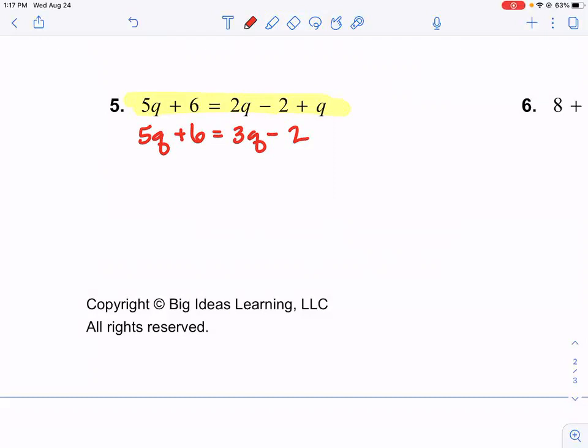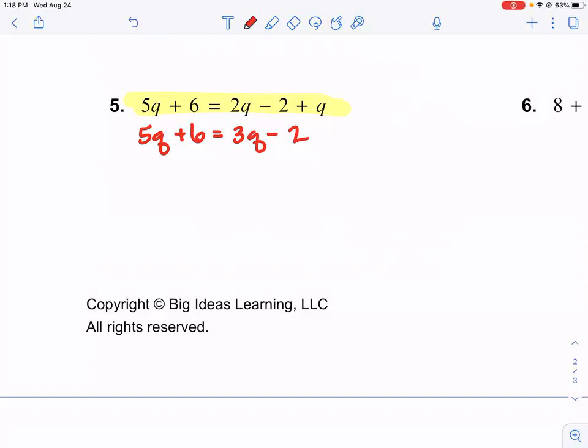Team effort. Okay, let's talk about this together. So I did something wrong. Where did the 8Q come from? 2Q plus Q is 3Q. Do you agree? So if you have 3Q and we would subtract 5Q over, this would turn into a negative 2. So it's not 8, it's negative. Okay, does that make sense?